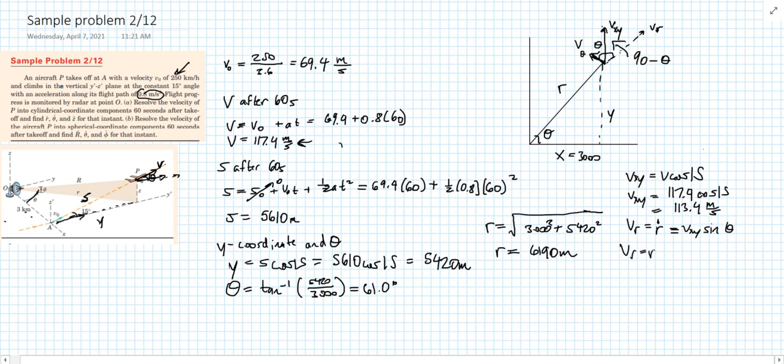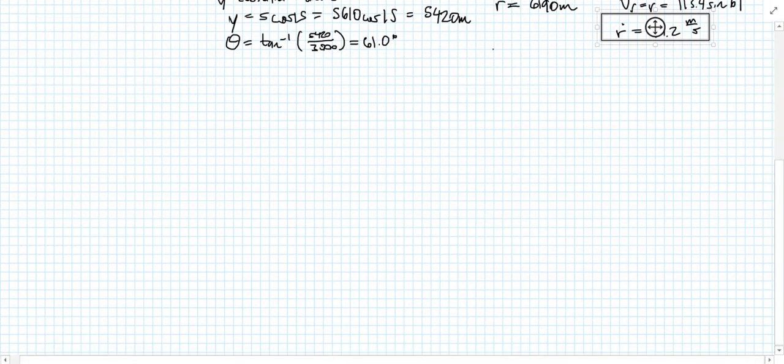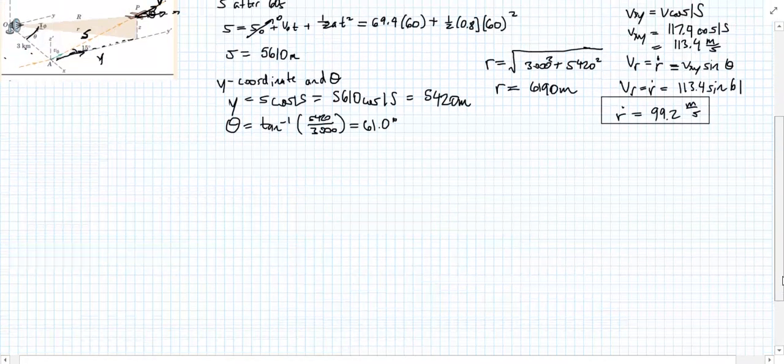So VR is equal to r dot, which is equal to 113.4 times the sine of 61, which is what we determined theta is. So that's going to give us an r dot of 99.2 meters per second. So this is one of our answers for part A. So we're going to highlight that. We're going to put that in a box. And I'm going to give myself a little more room here. And I'm going to write that down there so it doesn't go away.